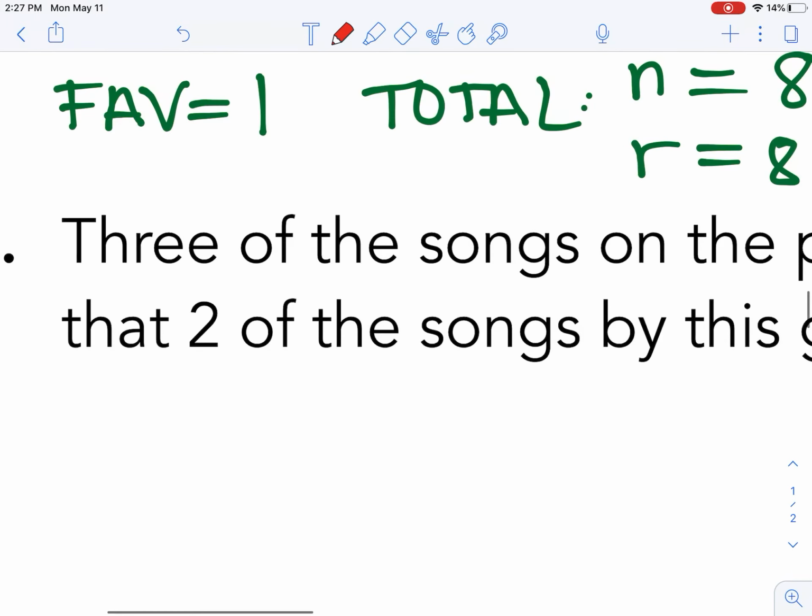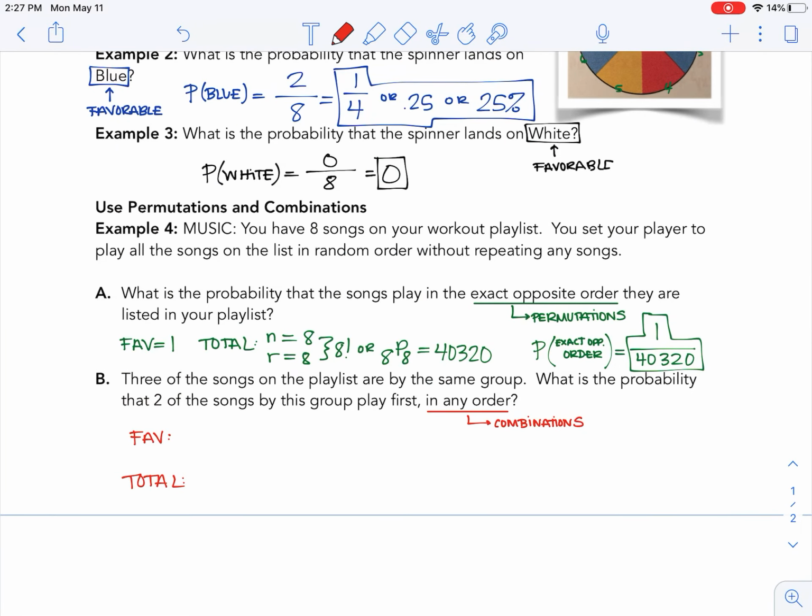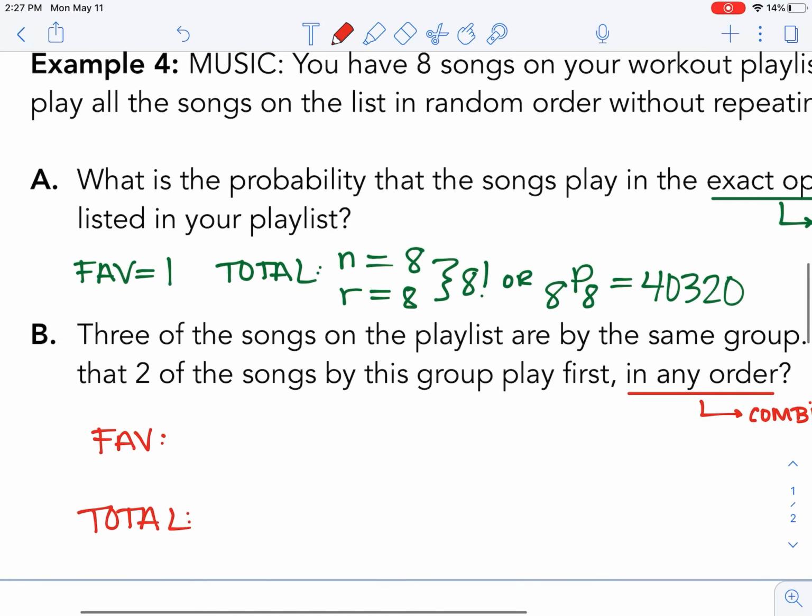All right, so now let's look at our favorable versus our total. So favorable in this case is that 2 of the songs by our group play first.